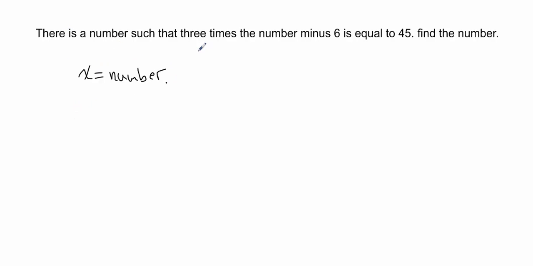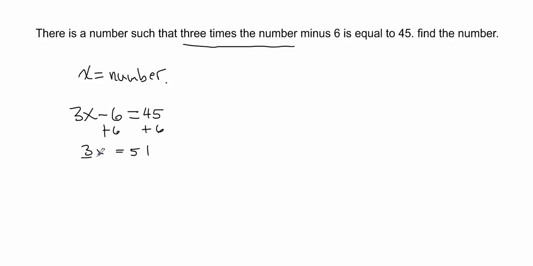And then it says 3 times the number, so we say 3 times the number, minus 6, is equal to 45. And of course the rest is pretty straightforward. We just solve for the value x. Add 6 to both sides. That means 3x is equal to 51. Divide both sides by 3 equally. Then x will be just 17.